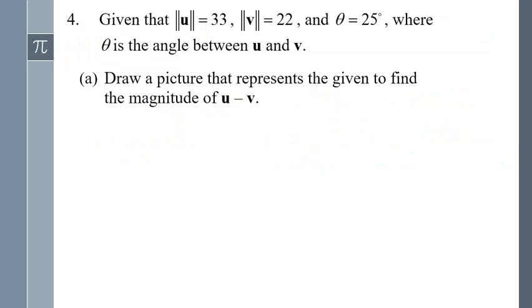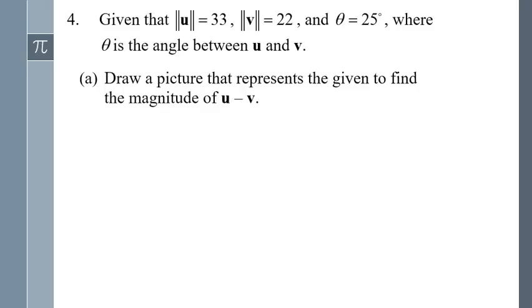All right, 4A. So we're given two magnitudes and the angle between them. It wants us to draw a picture that represents that information and find the magnitude of U minus V. So let's start with the picture.